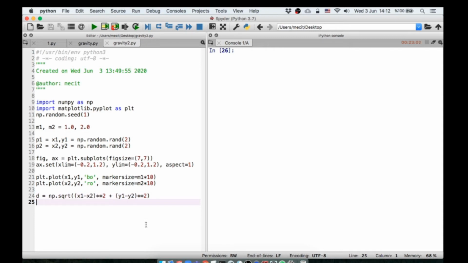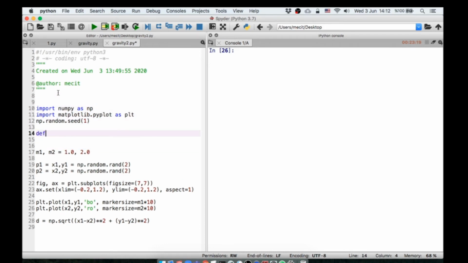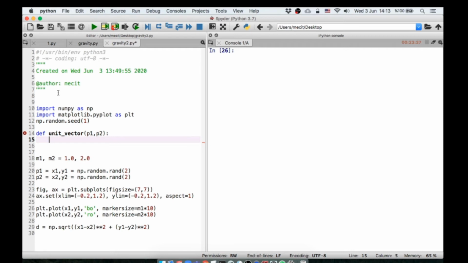Okay. Now of course I need the vector between these 2 points. So in class I have done this differently, but here I would like to do this with a function. So I want to define a function, and that will be unit vector. This is going to be a function that will give me unit vectors between P1 and P2. This is going to be the unit vector pointing from point 1 to point 2.